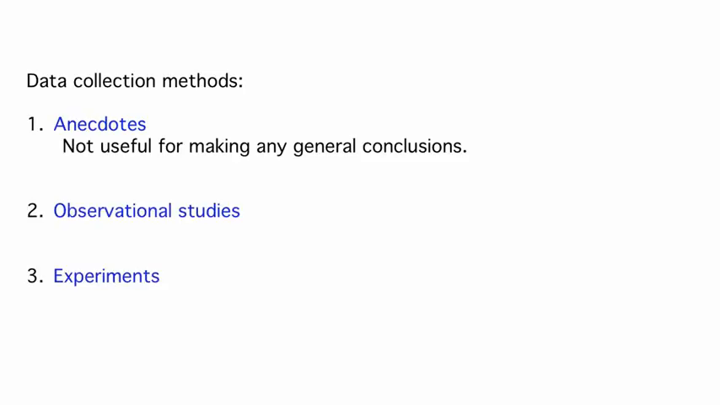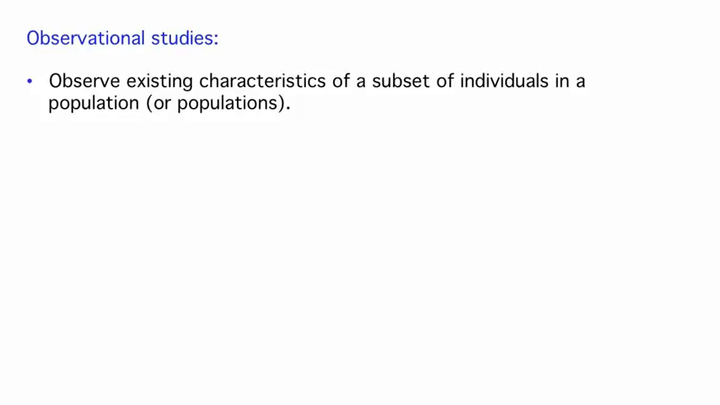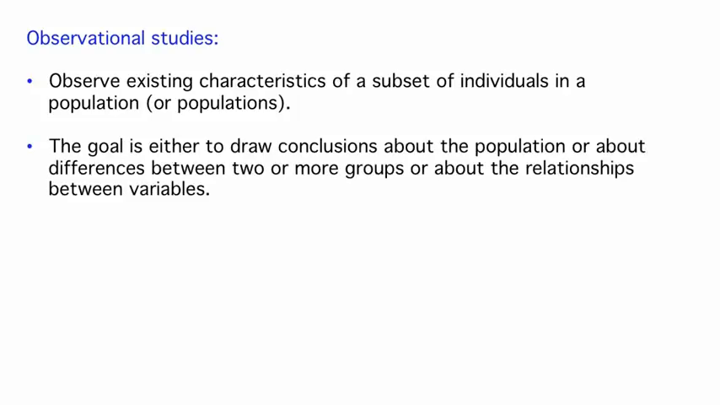I've ordered these methods of data collection from worst to best in terms of the strength of the conclusions. We'll talk about experiments in more detail in another video and focus on observational studies for the rest of this one. In observational studies, as the name implies, the data are measurements of existing characteristics of a group or groups of individuals. The goal is typically to make conclusions about a population based on the sample of individuals we've observed, or to compare a measurement on individuals between different groups.